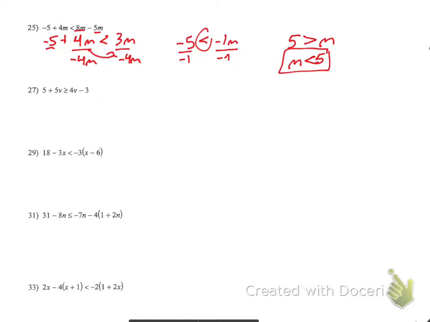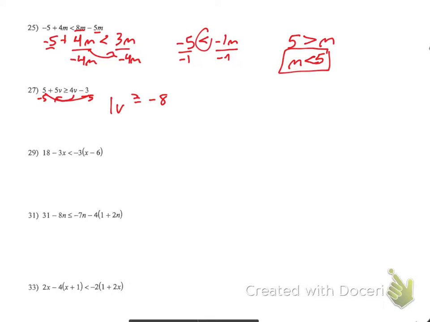27, we can't combine any like terms, so we just go right into solving it. I want to bring the 5 over, so minus 5 on each side, and I'm going to bring the 4v, so it's going to be negative 4v. Add negative 4v to each side. So when I do that, I get 1v is going to be equal to negative 8. Sorry, not equal to. Greater than or equal to.